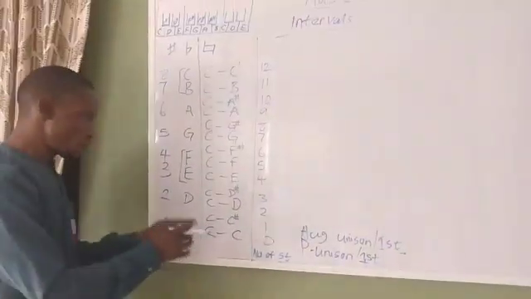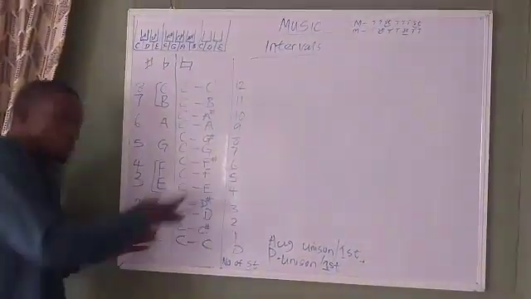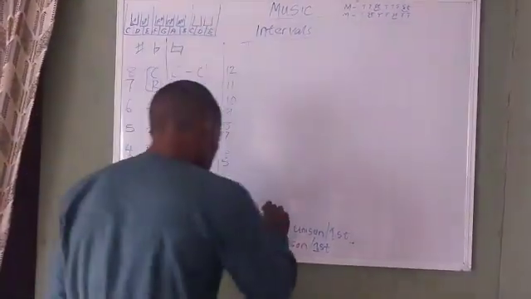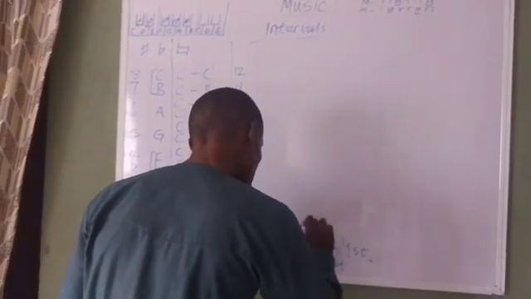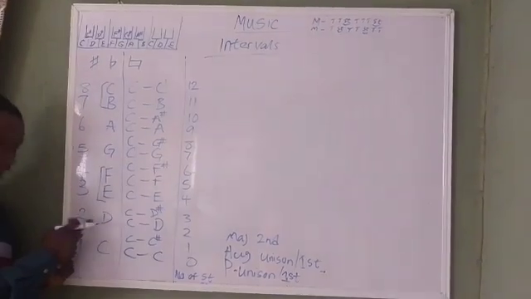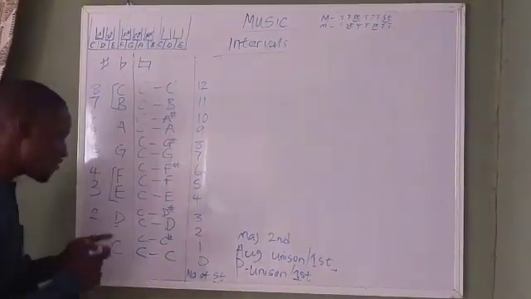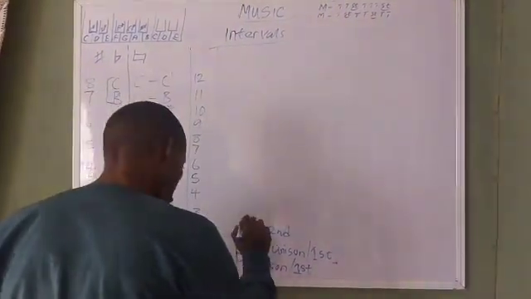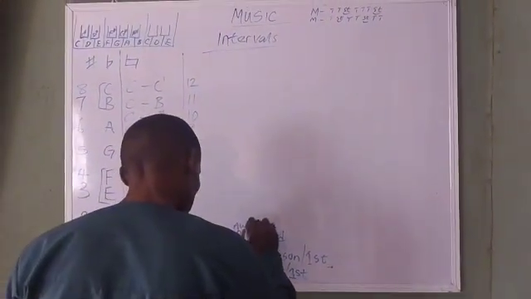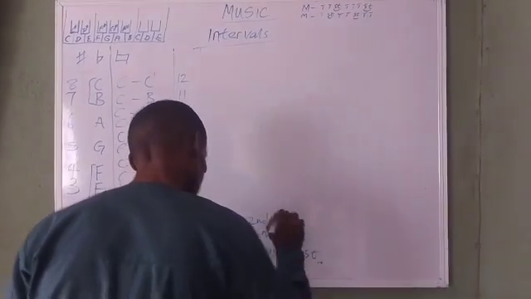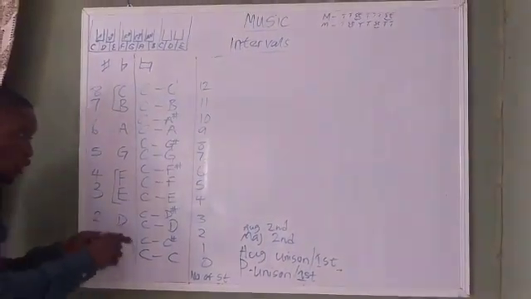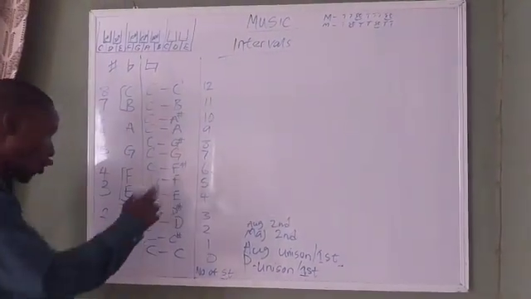You understand that? So if I now move from C to D, I have moved to the second. D is not sharp, so I call it a major second. Okay, because I just moved to the next letter, which is D, which is 2. So if I now move from C to D sharp, it is now augmented second, which is having how many semitones? 3 semitones.